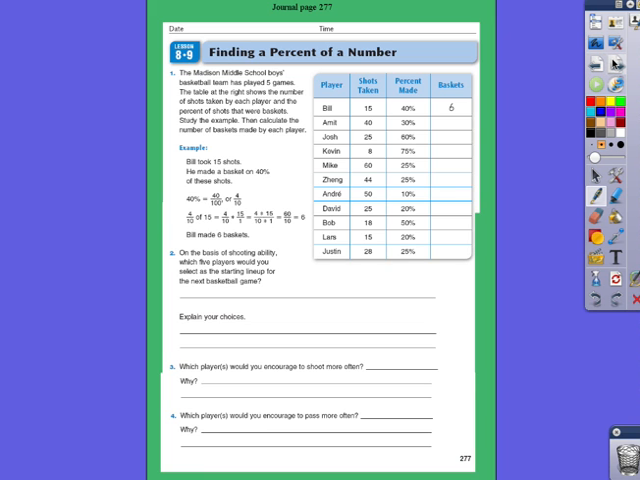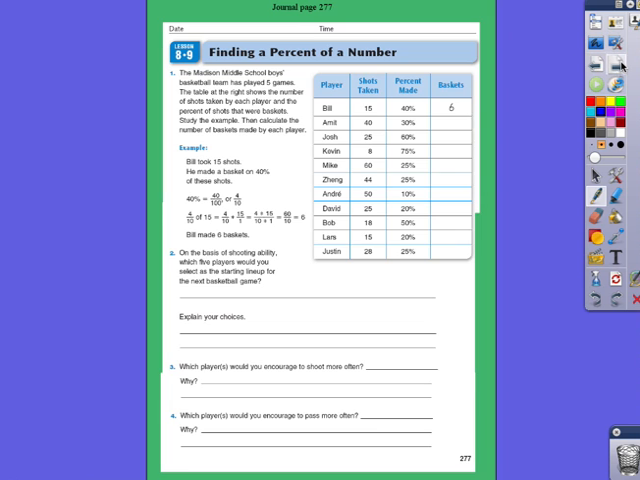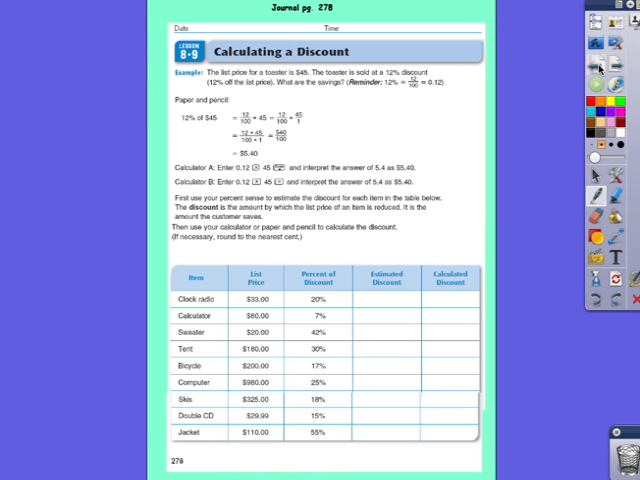For your math journal today, you're going to be taking a look at some examples, and you have to figure out how many baskets they made if they took so many shots. So you're going to have to really use your example to help you, as well as which approach works best for you here. All right, and you're also going to be working on calculating a discount. Make sure that you're once again looking at the example. I'm finding that many of you are skipping examples. Examples are there to help you. Make sure that you look at them to get more information.